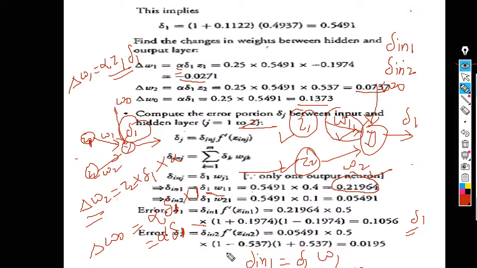So this delta 1 is the error output of Z1. Similarly for Z2, we multiply delta in 2, the input error which is coming to Z2, by f dash of Z in 2, and this is calculated as 0.0195. So this is delta 2. So we got the error of Z1 output as delta 1, and for Z2 as delta 2. Once we got this, we can use the similar formula which we used over here to calculate the change in the input weights V. So let's calculate that.